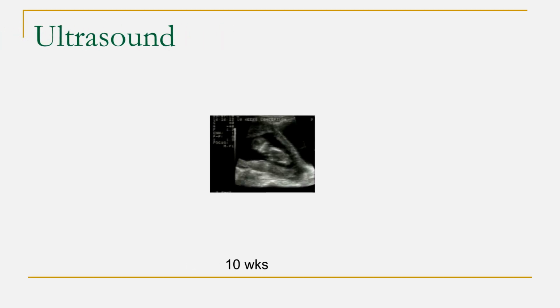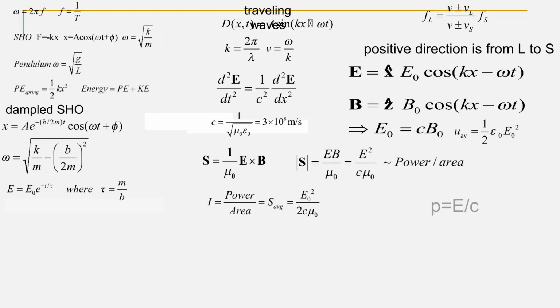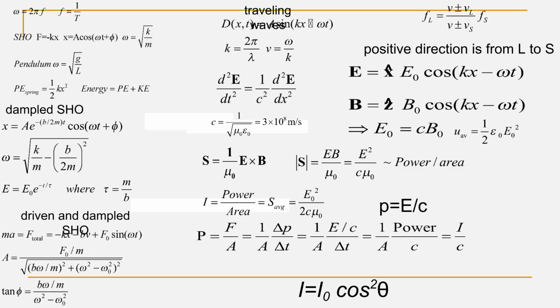Finally, we touch upon ultrasound, which involves high-frequency sound waves. A common application is in medical imaging, such as seeing a 10-week-old fetus. In water, the wavelength for a 3 Hz frequency is about 0.5. This slide provides a visual summary of the different wave types and related concepts we have covered, including damped simple harmonic motion, traveling waves, and intensity equations.